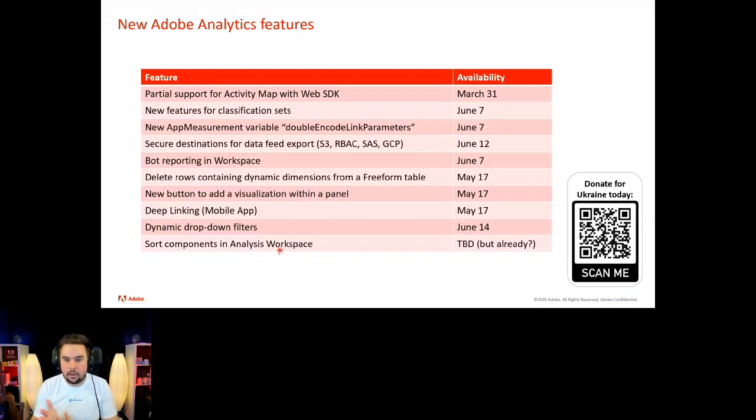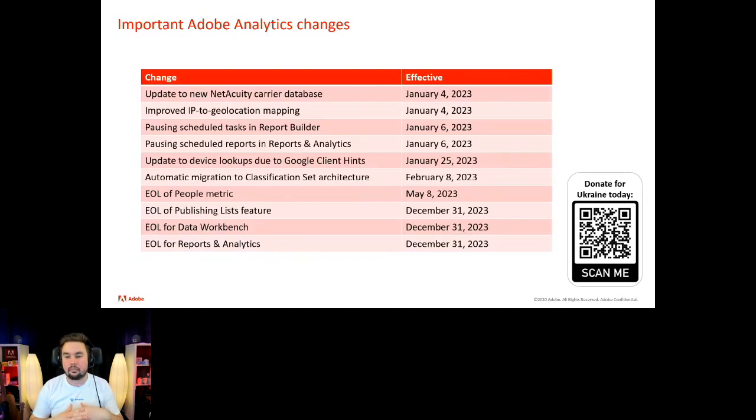We do have an update to the Net Acuity Carrier database. So if you're relying on the domain report, for example, to know which ISP your users are using, this is now also improved. Those are already the old release notes. We now have an improved IP to geolocation mapping.